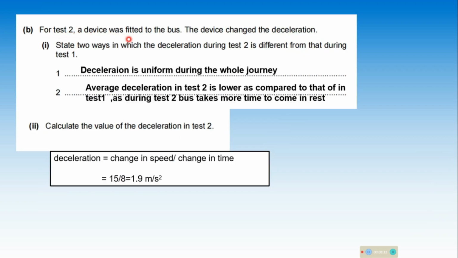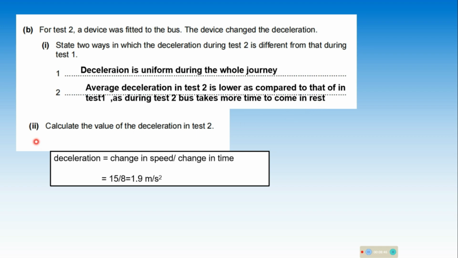For test 2, a device was fitted to the bus. The device changed the deceleration. State 2 ways in which the deceleration during test 2 is different from that during test 1. So deceleration is uniform during the whole journey. In test 2 it is uniform. Why is it not uniform for test 1? Also, average deceleration in test 2 is lower as compared to that in test 1, as during test 2 the bus takes more time to come to rest.